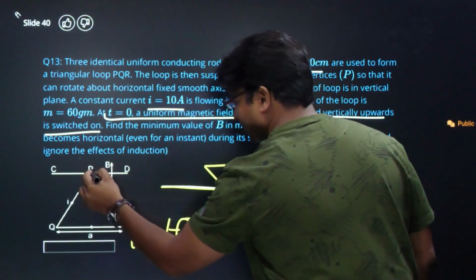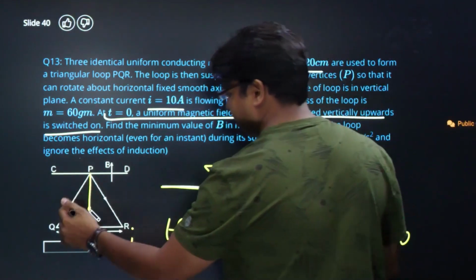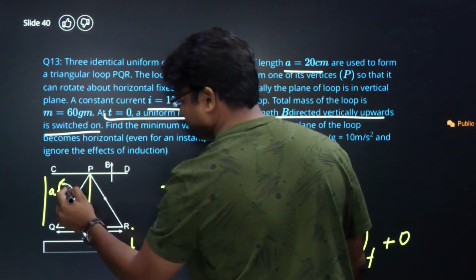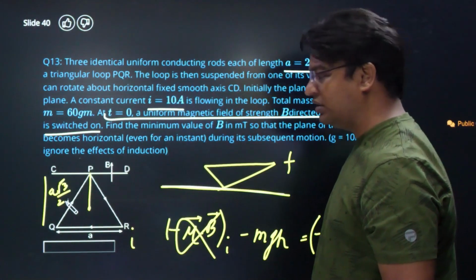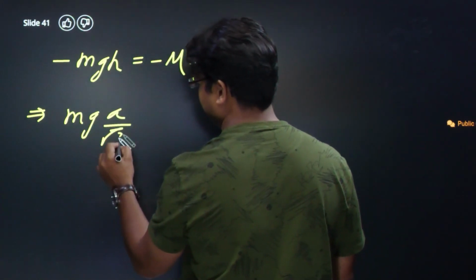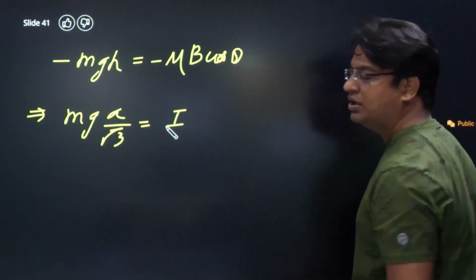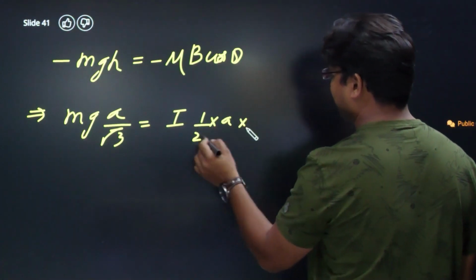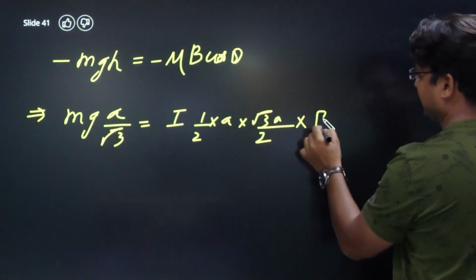So h is the distance of the center of mass from this line CD. So this entire height would be a sin 60, that is root 3 by 2 times a, and then h would be 2 by 3 times of this. So 2 by 3 times a root 3 by 2, which means a by root 3. Okay, and then mu, the magnetic moment, how much is that? So current into area. How do we write area? Half into base into height. Height is root 3 a by 2, and then into magnetic field.